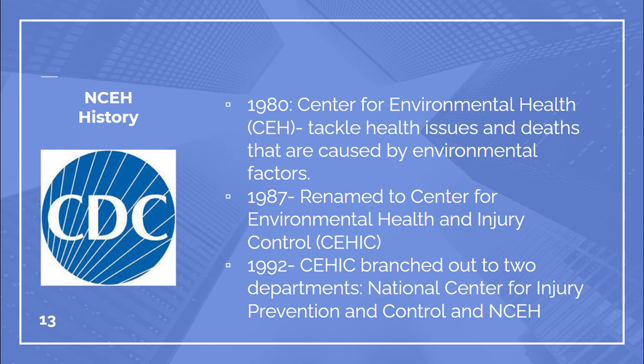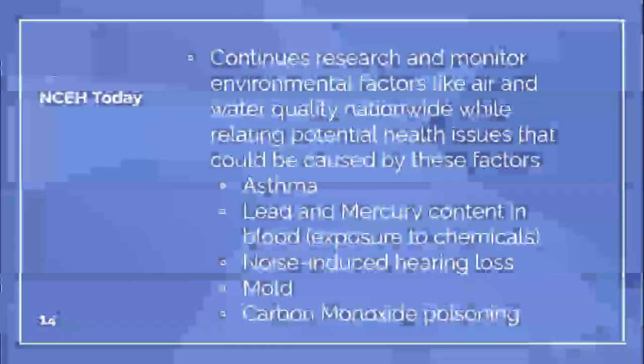In 1991, the word national was added in front of the name, so it would be National Center for Environmental Health and Injury Control. But in 1992, the injury control program was so successful that they decided to split the CEHIC into two departments. So now we have the National Center for Injury Prevention and Control and the National Center for Environmental Health.